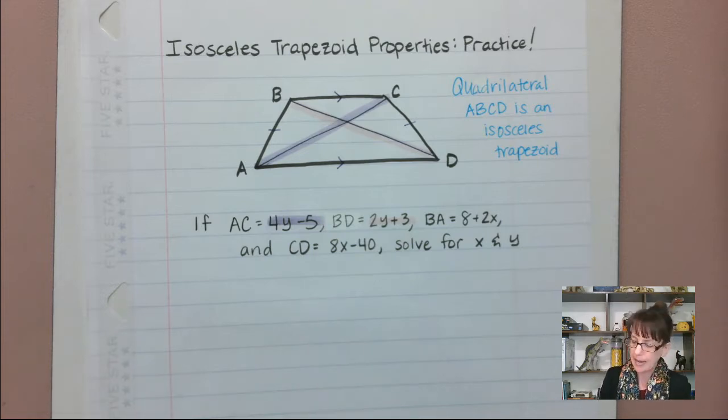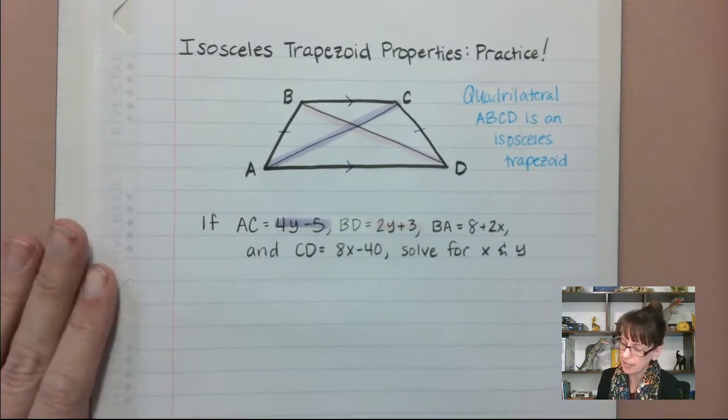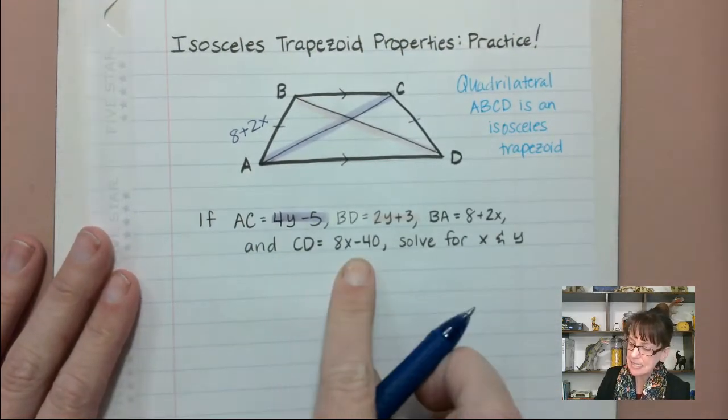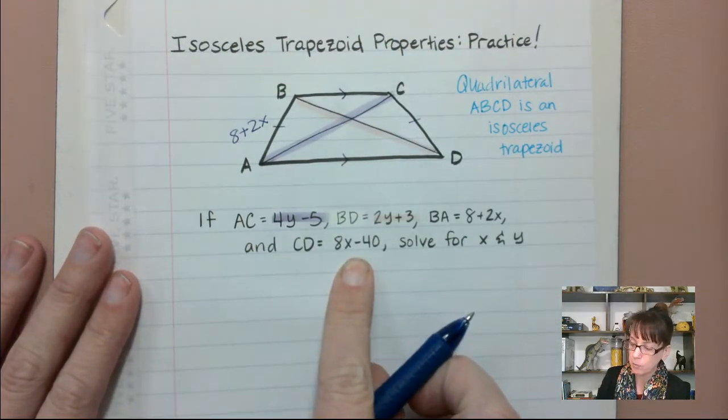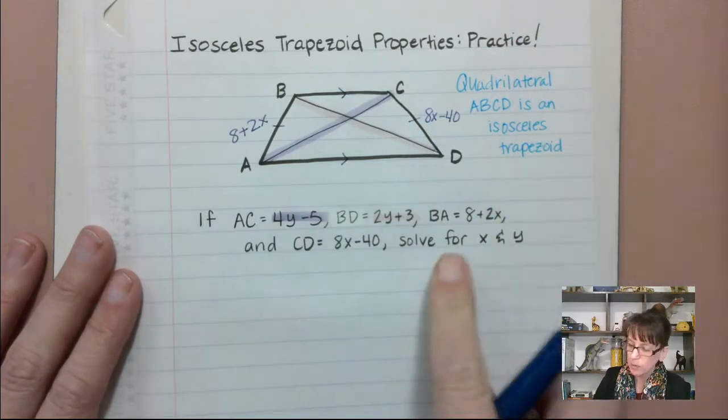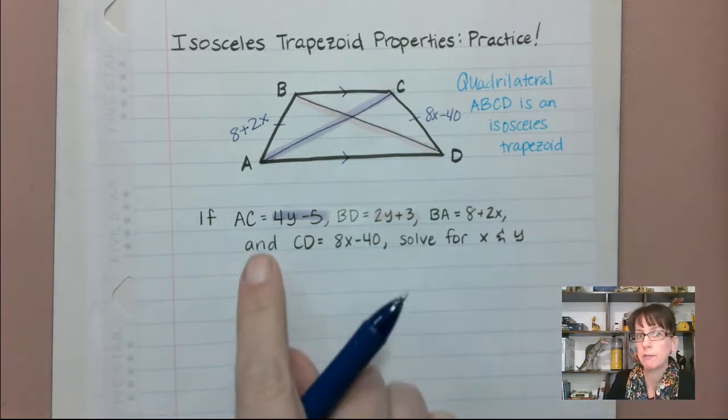And then BA, which is over here, is 8 plus 2x. And CD is 8x minus 40. So CD over here, 8x minus 40. We're going to solve for x and y. Okay, let's start with that first one.